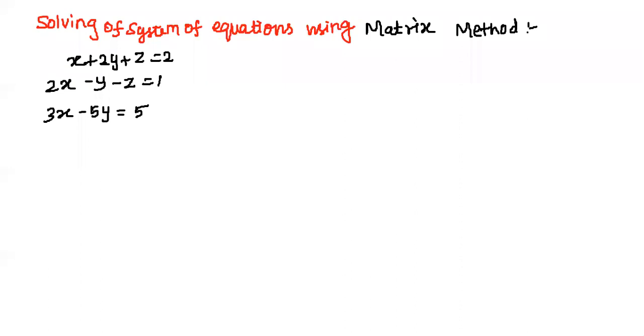So the next method: solving a system of equations using the matrix method. Here we have 3 equations. We have to write these equations in matrix notation. First I'm going to write this equation in terms of a matrix. Let me assume it as matrix A.